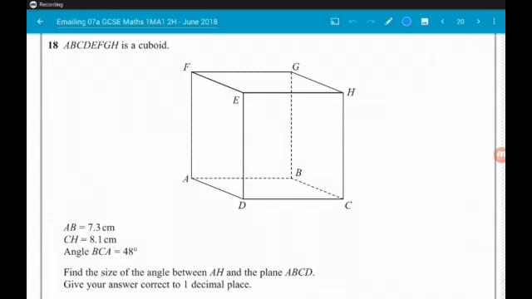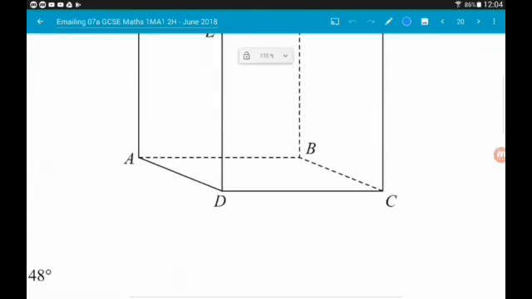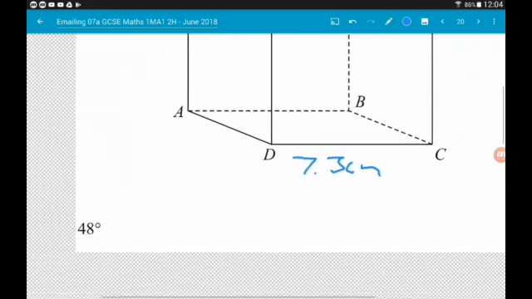Question 18, brace yourselves because we've got some 3D trigonometry. So, we've got this cuboid. We are told that AB is 7.3 centimeters. So I'm going to label this as we go. AB is 7.3 centimeters. That also tells us, because it's a cuboid, DC is 7.3 centimeters. So I'm going to put that length there instead.